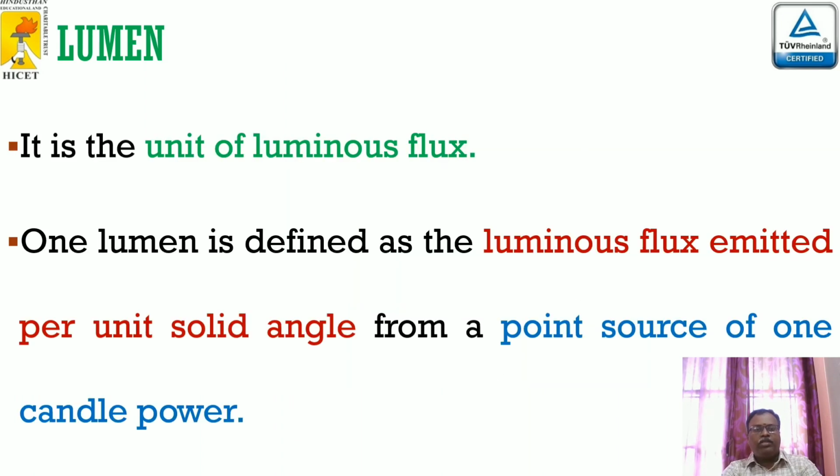So what is called a lumen? Lumen is the unit of luminous flux, and one lumen is defined as the luminous flux emitted per unit solid angle from a point source of one candle power.